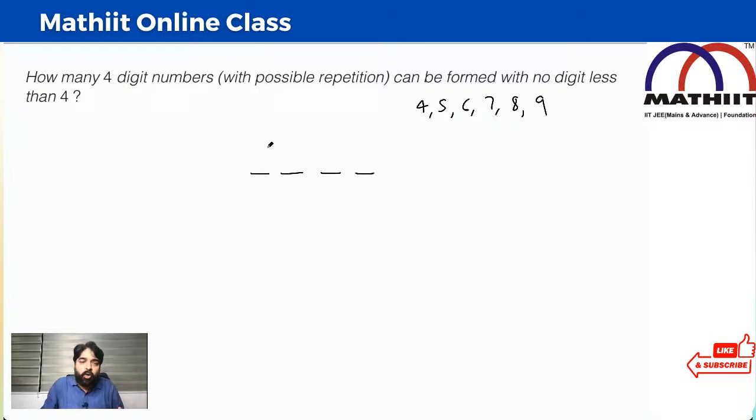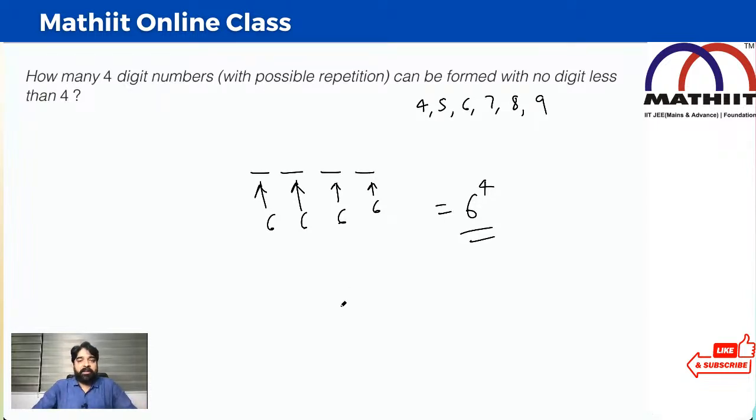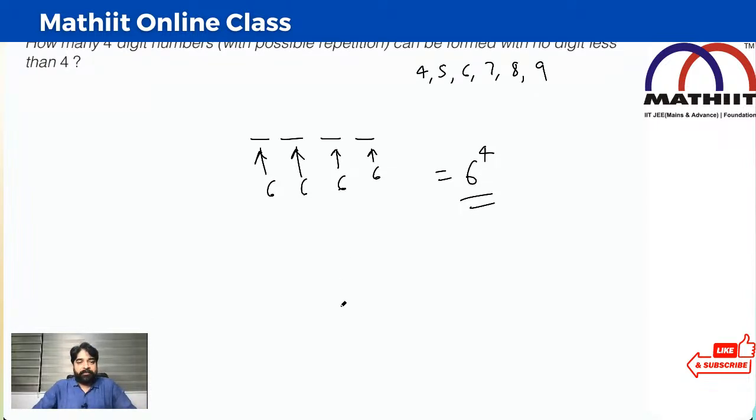Repetition allowed. No restriction because 0 is not there. So this place can be filled in 6 ways, and this place 6 ways, and this place 6 ways, and 6 ways. The answer will be 6 raised to power 4. I hope it's clear to everybody. Am I right? Next.